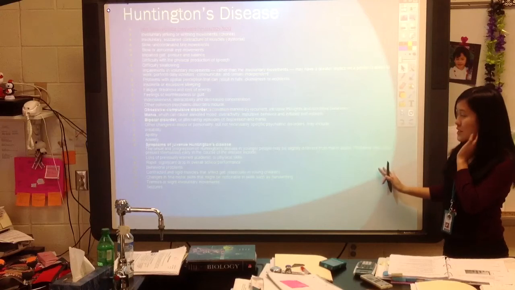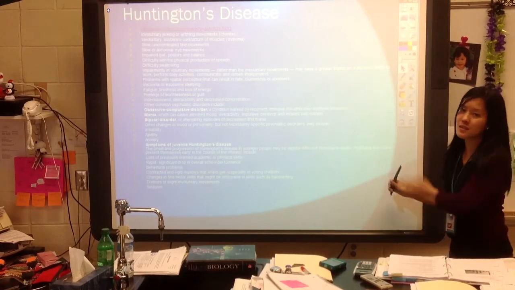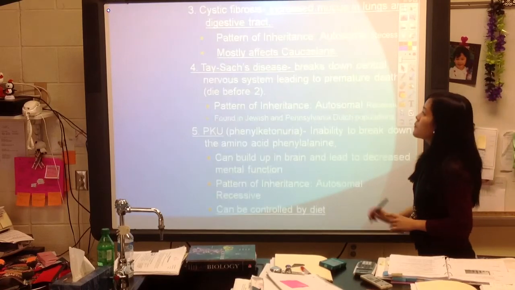Here's actually a list of symptoms of Huntington's disease. There's lots and lots of symptoms related to this disease that we'll explore more in class.